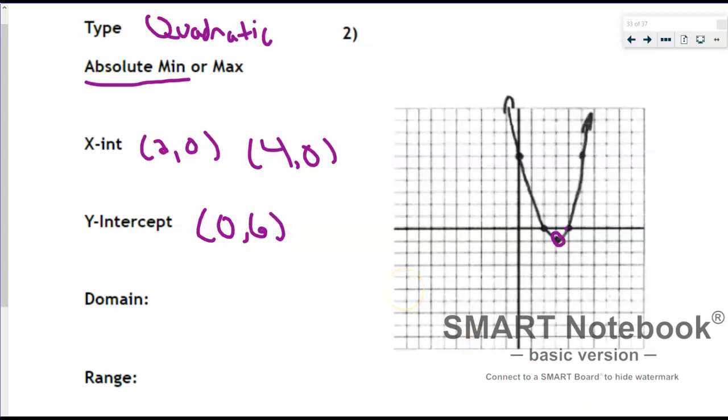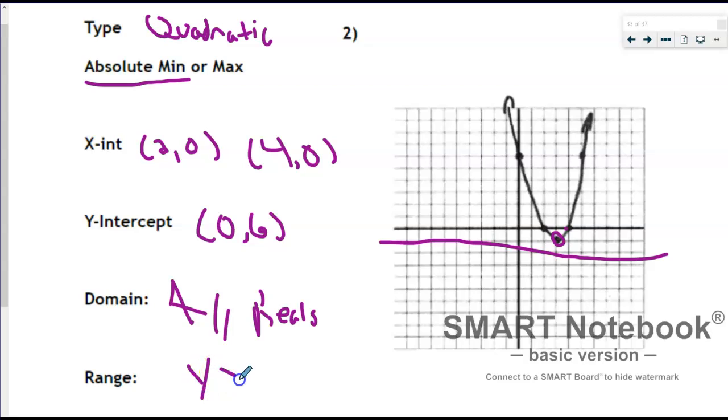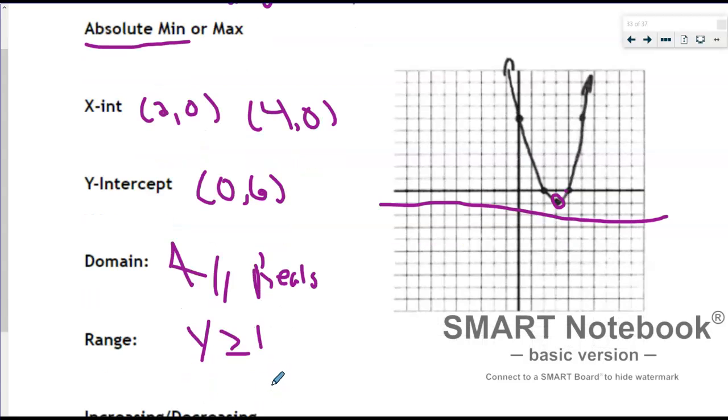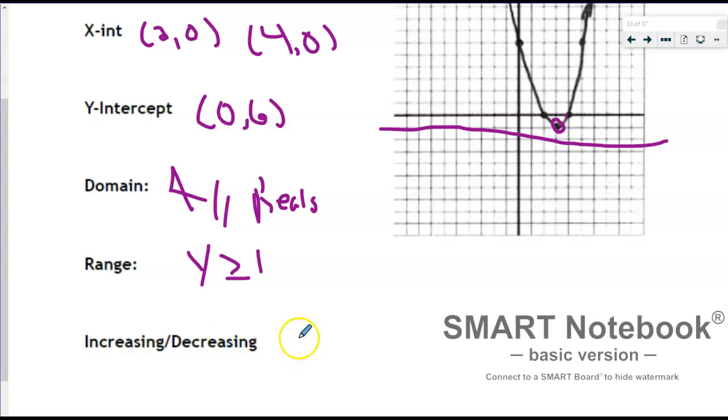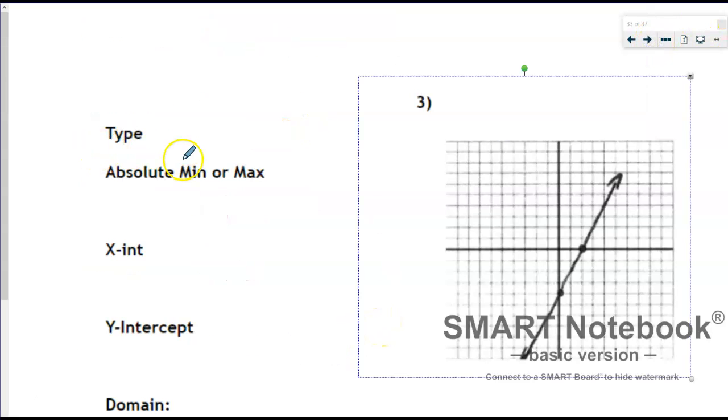And then domain, well, that looks like it's going to be all real numbers again. Sorry about my handwriting. And then range. Well, it was a bad line, but it looks like it's y is larger than or equal to 1. The other thing is asking about increasing, decreasing. Well, we would say that it's doing both because it's going up and down.